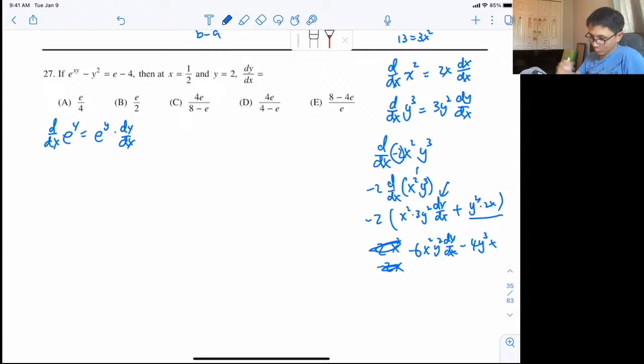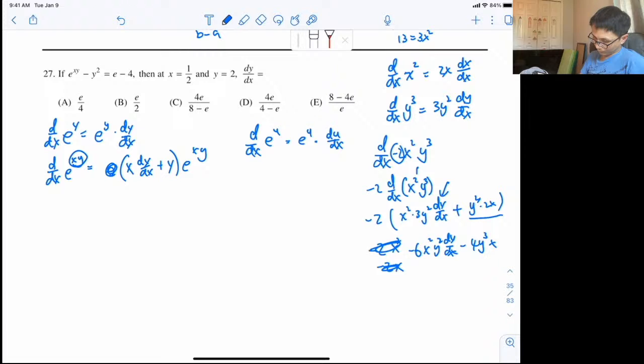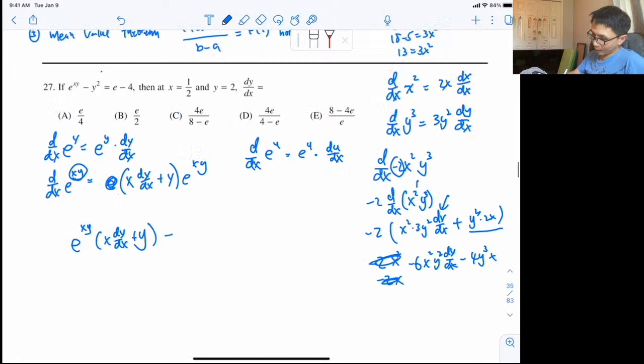Is it e to the xy? Oh, e to the xy. The derivative of y squared with respect to x is 2y dy/dx. Does that make sense?